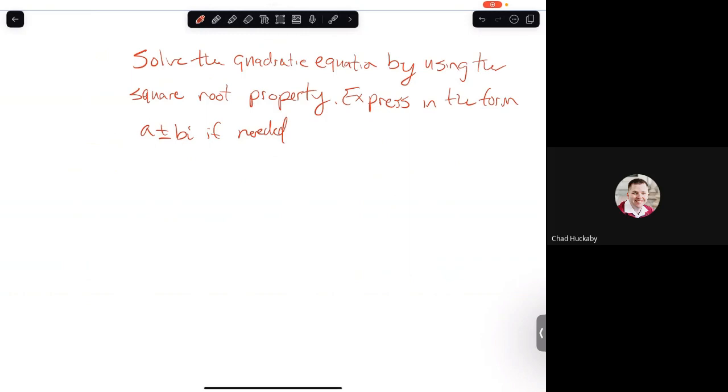Okay, we want to solve the quadratic equation using the square root property, and we want to express it in the form a plus or minus bi if needed. And so we have (x + 5) quantity squared is equal to negative 18. I'll give you a minute to copy that down, and then we'll get to work.